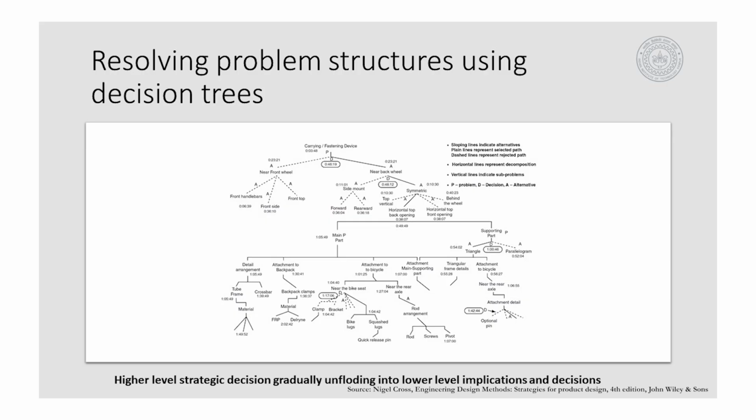This is an example of a decision tree. Here you can see 3 types of indications: one is problem, then decision, and the third is alternative. Let us say we have a problem with a fastening device and the solution could either be near the front wheel or near the back wheel that you make a change. This is to do with a bicycle, and you can make changes to a front wheel or to the back wheel. So, there are 2 alternatives, you can go in either direction.